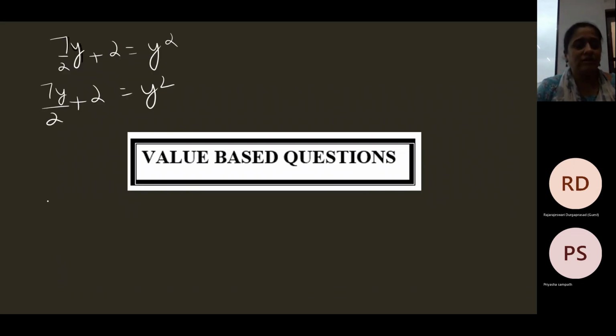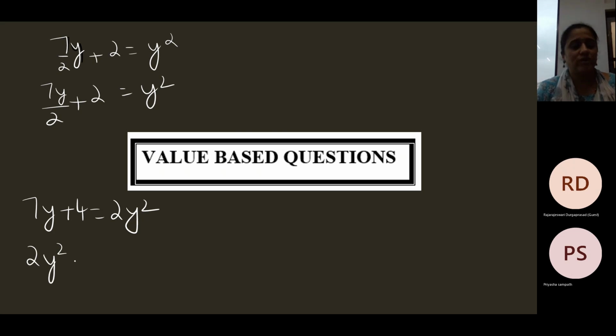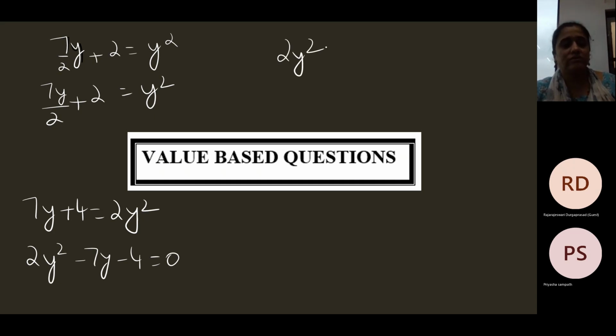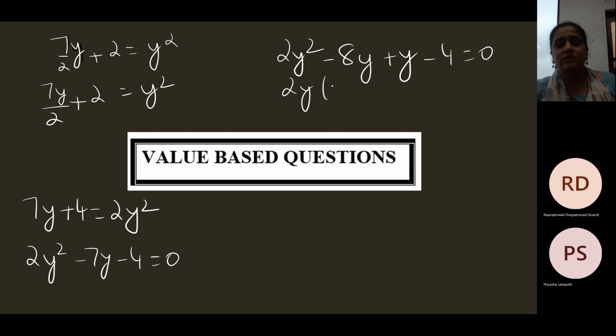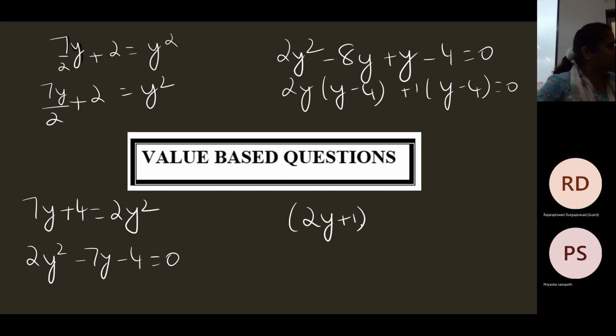Okay, so common denominator is 2. So 7y plus 4 on cross multiplying, you'll get is equal to 2y square. So the equation is 2y square minus 7y minus 4 is equal to 0. So splitting the middle term, 2y square minus 8y plus y, correct? Minus 4 is equal to 0. So 2y, y minus 4 plus 1, y minus 4 is equal to 0. So you get 2y plus 1. How did you get minus? You said something else.